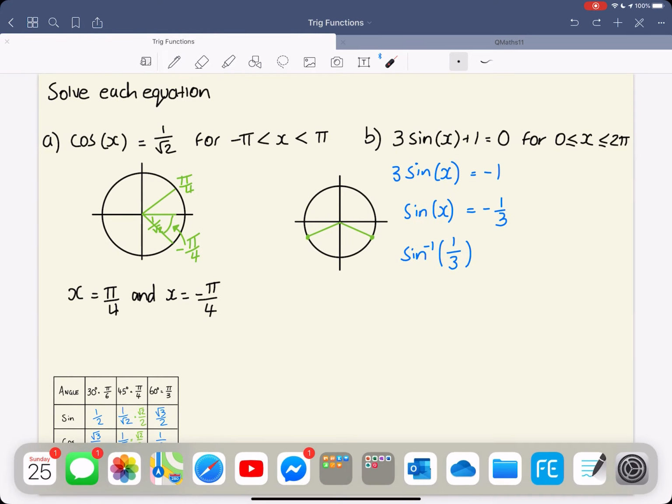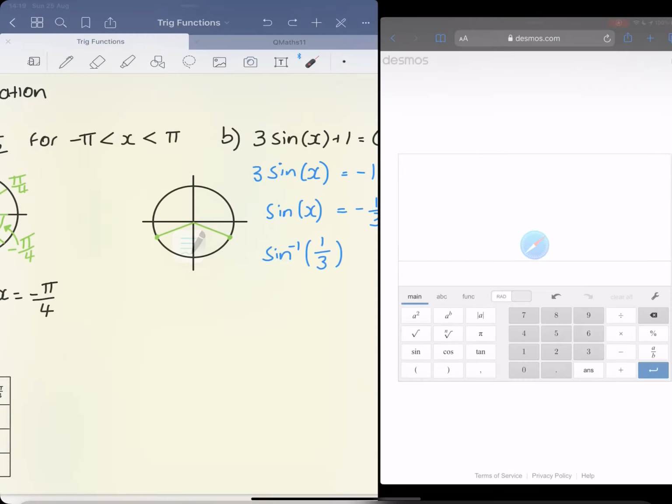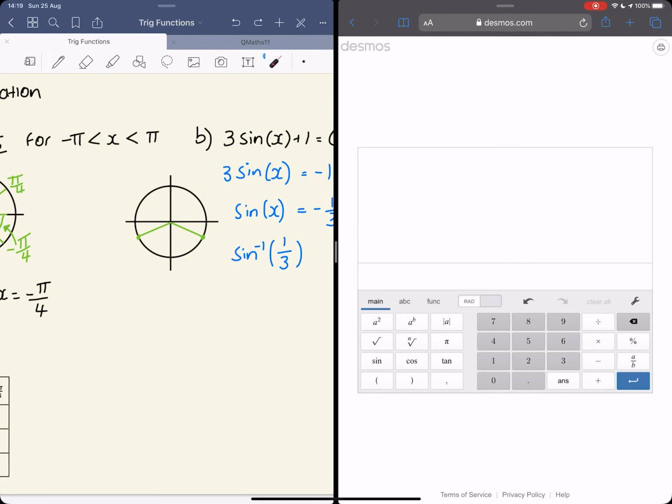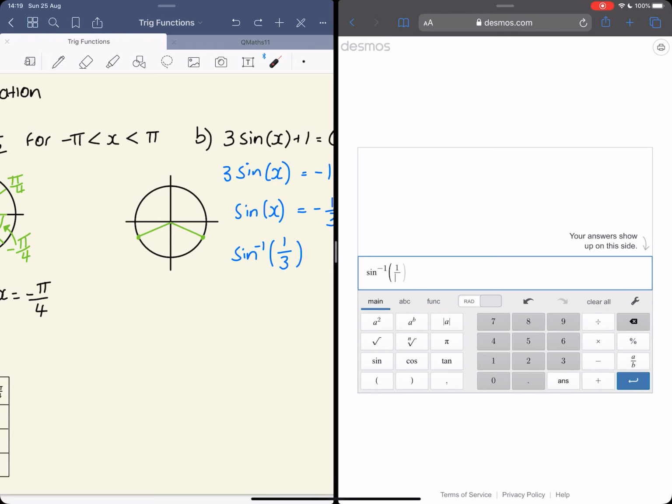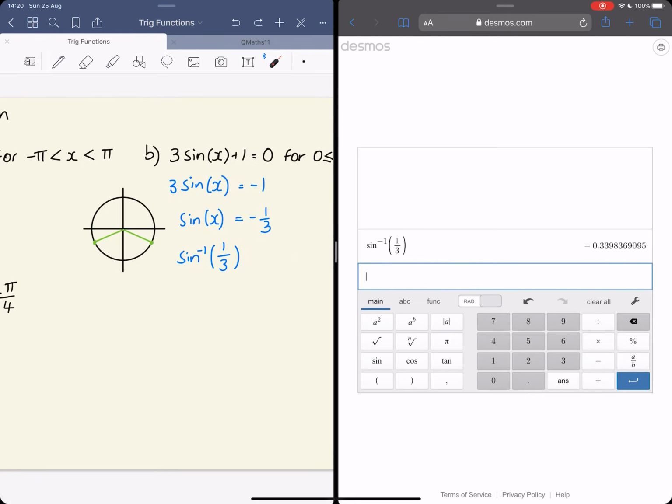So let's go ahead and go to Safari. We've got Desmos here. Let's find the inverse sine function. Where is it? There it is. The inverse sine of 1/3. That gives us 0.3398 radians, because we're working in radians here.